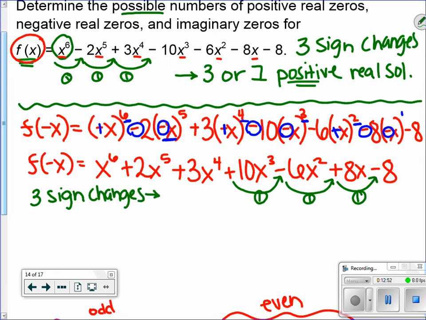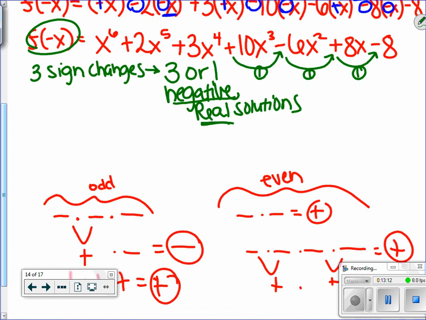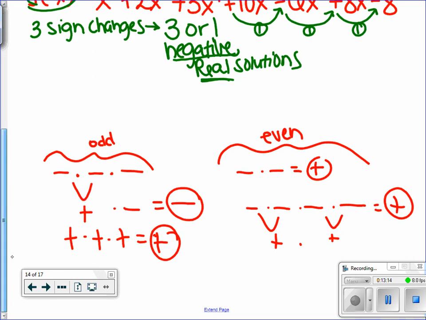Which means that there are either 3 or 1 negative real solutions. Okay, and that's a big key part there, is real. And once again, the reason why it's negative is because we had f of negative x. Okay, now I have to erase this because we're going to make a chart.